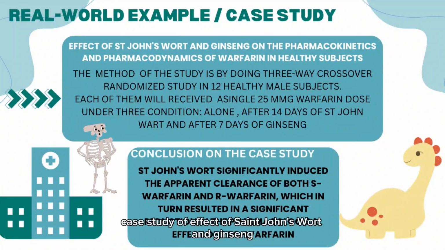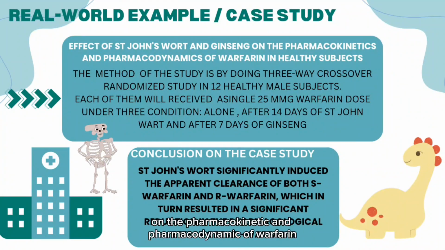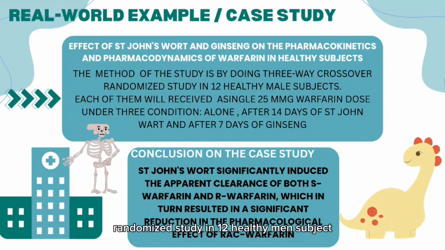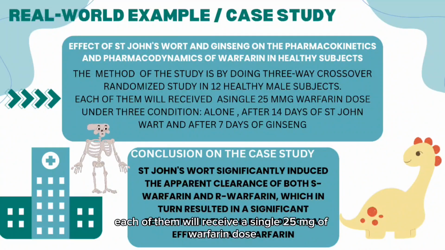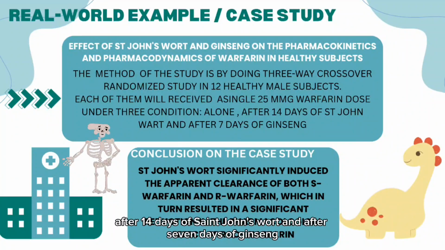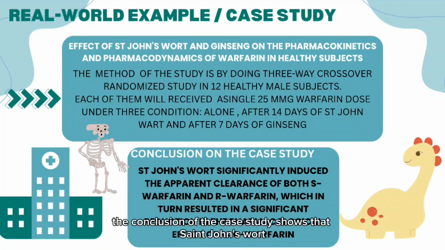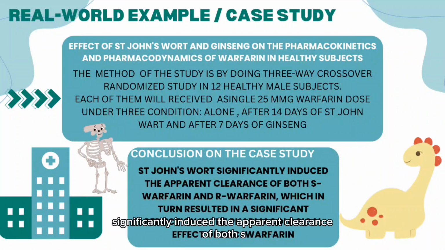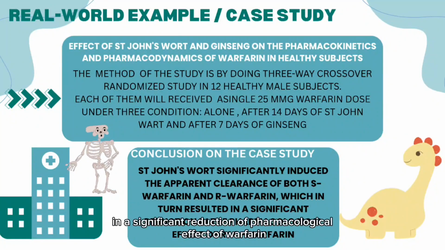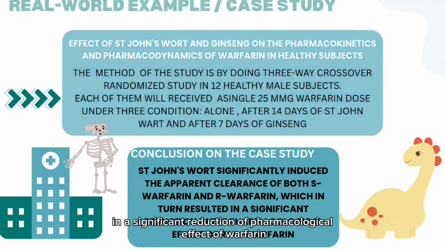Case study of the effect of St. John's wort and ginseng on the pharmacokinetics and pharmacodynamics of warfarin in healthy subjects. The method of the study is a three-way crossover randomized study in 12 healthy male subjects. Each of them received a single 25 mg warfarin dose under three conditions: alone, after 14 days of St. John's wort, and after 7 days of ginseng. The conclusion of the case study shows that St. John's wort significantly induced the apparent clearance of both S-warfarin and R-warfarin, which resulted in a significant reduction of the pharmacological effect of R-warfarin.